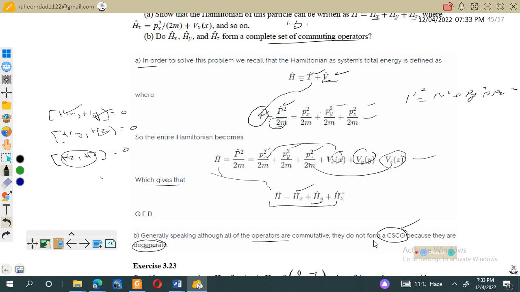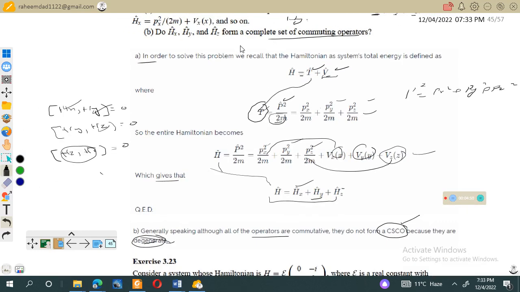Like this, they do not form a complete set of commuting operators because they are degenerate, meaning their eigenvalues are the same. So definitely in this case we have the result that they do not form a complete set of commuting operators. Okay, I think this was our final task.